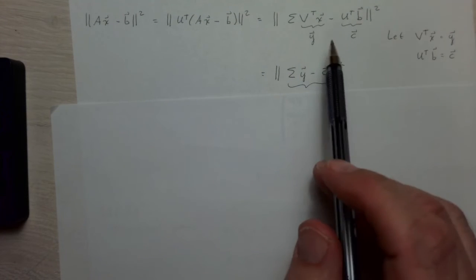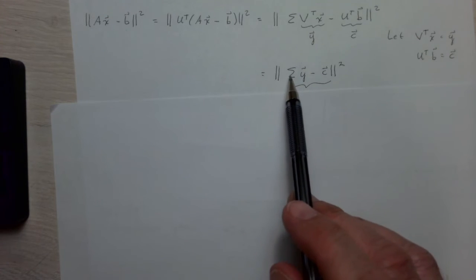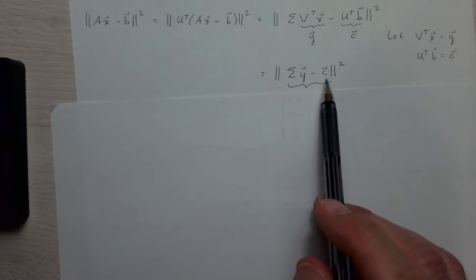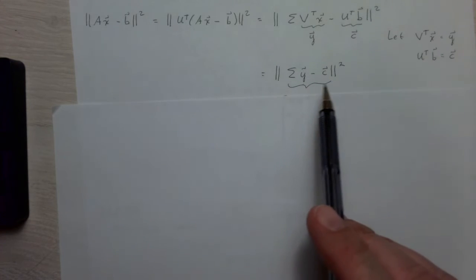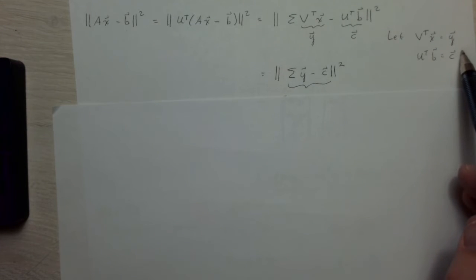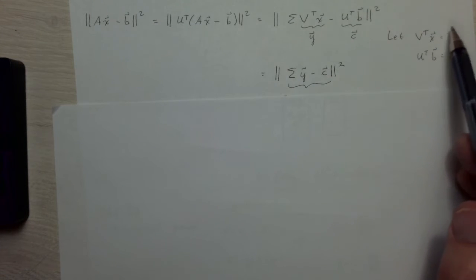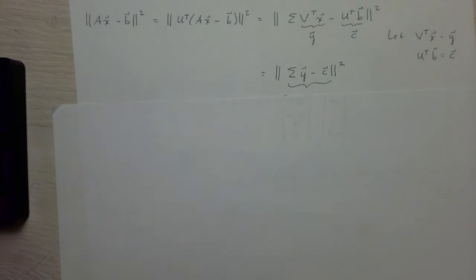And so after this substitution, this is equal to the square of the length of sigma Y minus C. All right, and again, you can check that the dimensions are still okay. For example, Y is still a column vector in Rn, and C is a column vector in Rm.